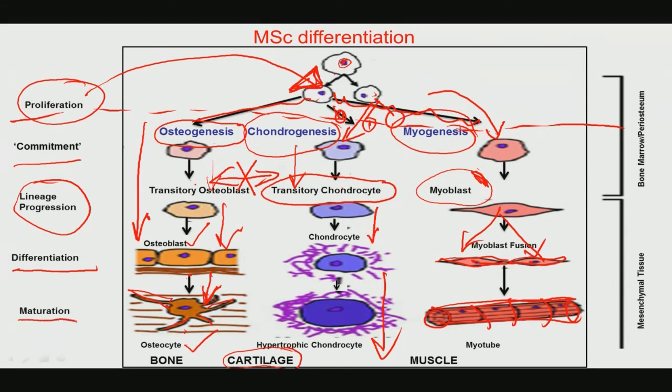And the last one is maturation. Maturation means that the osteoblast is now matured to a different cell type, the osteocyte, whereas myoblast fusion leads to the formation of the myotube. So, I think I have covered this entire thing in this module, which discusses the differentiation of the stem cells.